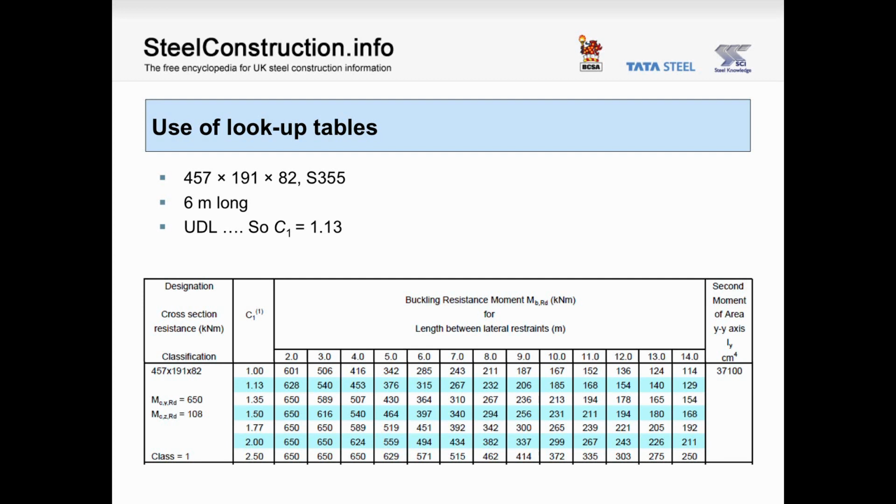Again, the use of lookup tables simplifies that process enormously. We have a 457.191.82 UKB in S355 material. It's 6 meters long. We've got a UDL. We do need to know that the C1 value is 1.13 from a source of NCCI, but knowing that, we can extract from the resistance table directly that the lateral torsional buckling resistance is 315 kilonewton meters. I had calculated 318 kilonewton meters, so again, at some intermediate step in the calculation, there is some difference in rounding.